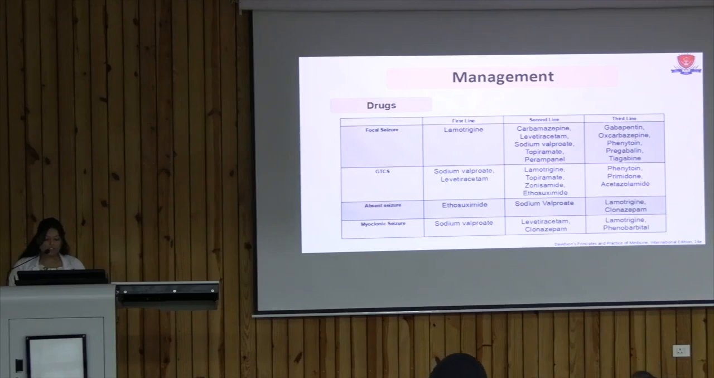For absent seizure, ethosuximide is the first line of choice, followed by sodium valproate as second line. In myoclonic seizure, sodium valproate is used as a first line with levetiracetam and clonazepam as second line and third line options.